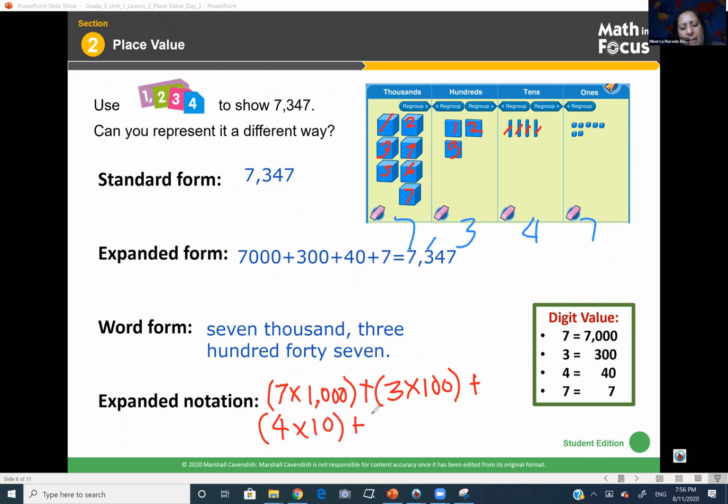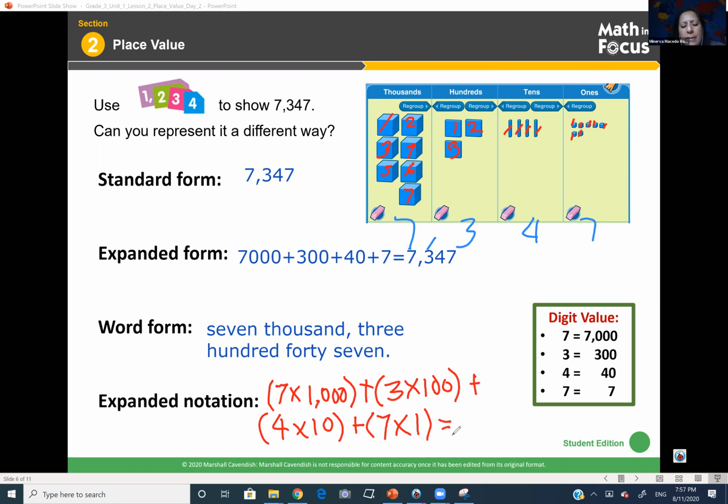And finally, I'm going to do the ones. How many ones do I have? 1, 2, 3, 4, 5, 6, and 7. So I have 7 ones. And because they're ones, I'm going to multiply them by 1. So I close it up.